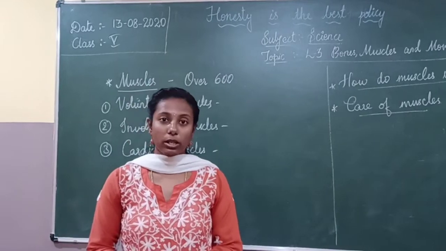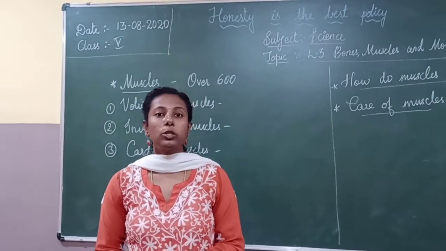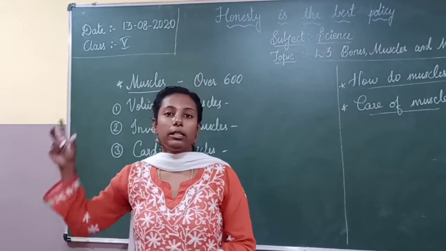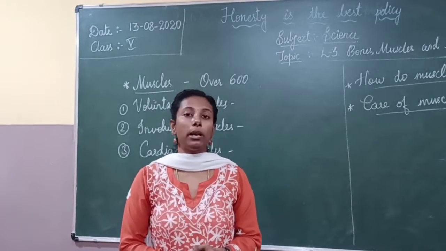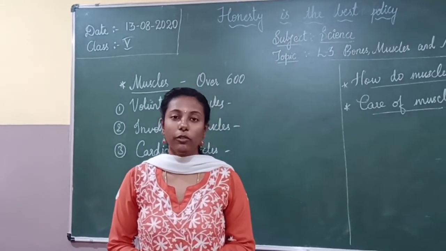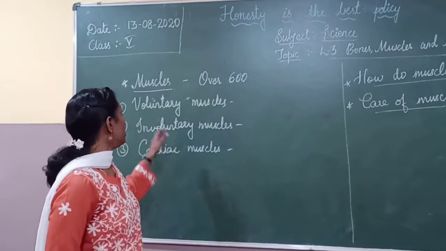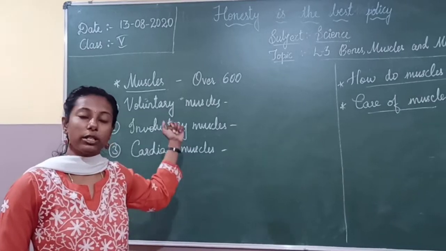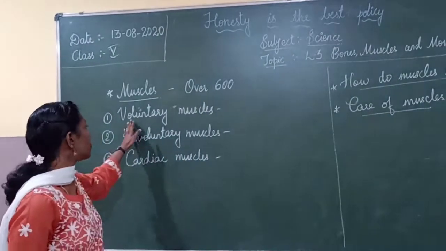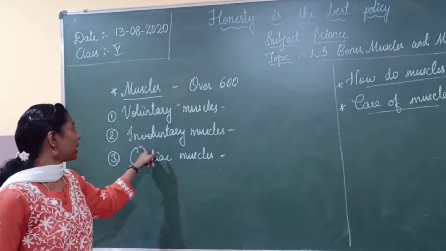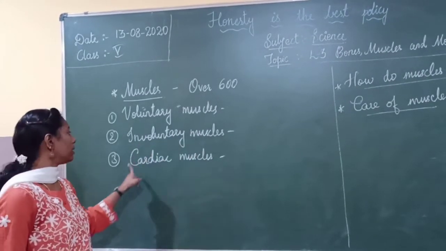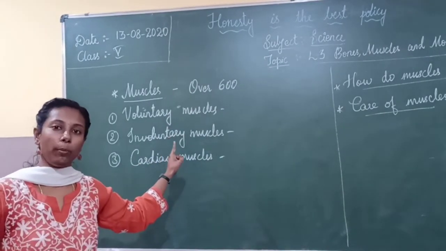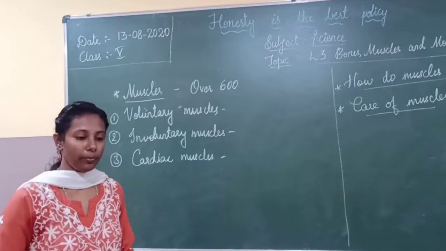Also, the major internal organs of our body are made up of muscles. So the functioning of those organs depends on these muscles. So muscles are very important for our body. Now there are basically three kinds of muscles present in our body. The first one is voluntary muscle, the second is involuntary muscle, and the third is cardiac muscle. I will explain these muscles with the help of an image.